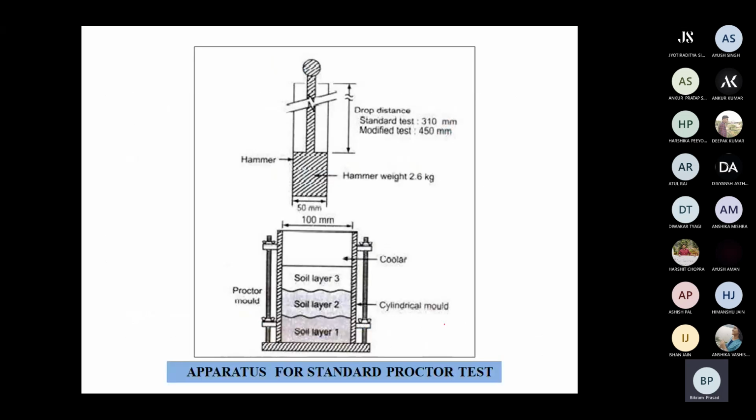You can see here through the figure how it will be done. Soil layers 1, 2, and 3 will be there. This is the cylindrical mold, and you can see the diameter is 100 millimeter, and this is the rammer. We are dropping it uniformly from a particular height. You can see here the standard test drop distances are 310 millimeter and 450 millimeter. The hammer weight which we will be using for the light compaction will be 2.6 kg.